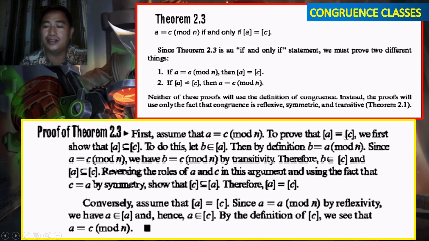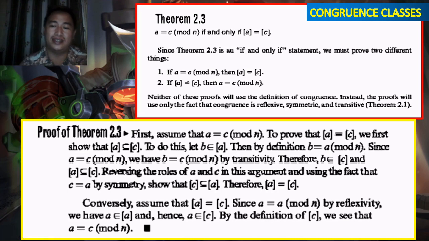To prove that the equivalence class of A is equal to that of C, we first show that the class of A is a subset of the class of C. To do this, we let B be an element of the equivalence class of A. By definition, B is congruent to A mod N.